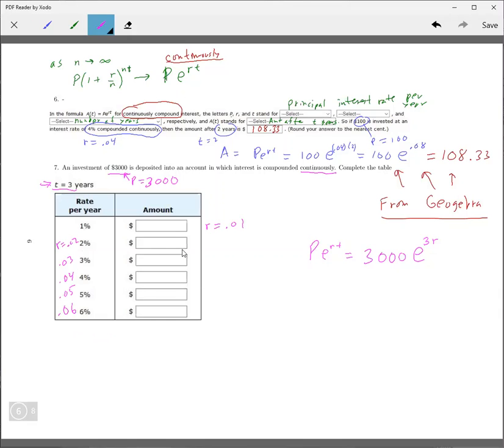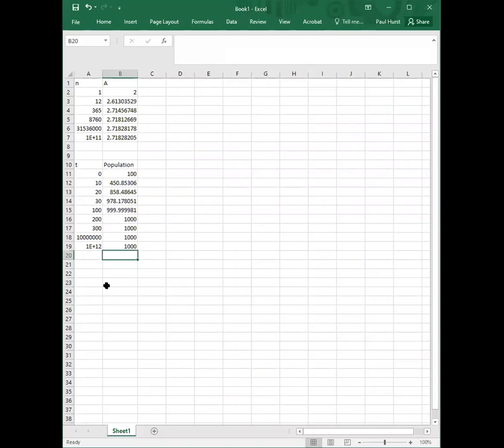Okay, so this is good because there's a lot of these. Let's just do this in Excel, so we don't have to write it again. So 3,000 e to the 3R. Let's go punch that into Excel. Okay, so here we have the interest rate.